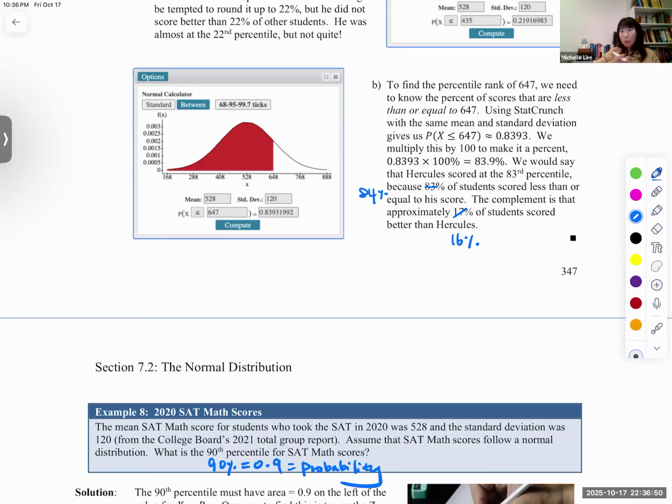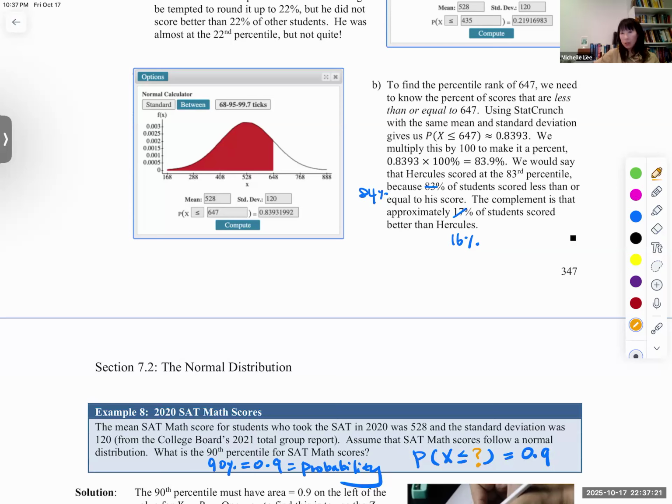Okay, a percentile means from below up to that point, right? At the point 0.9, we are using the probability of X less than or equal to, and then the probability is 0.9. And then we want to find what is the X value. Make sense?